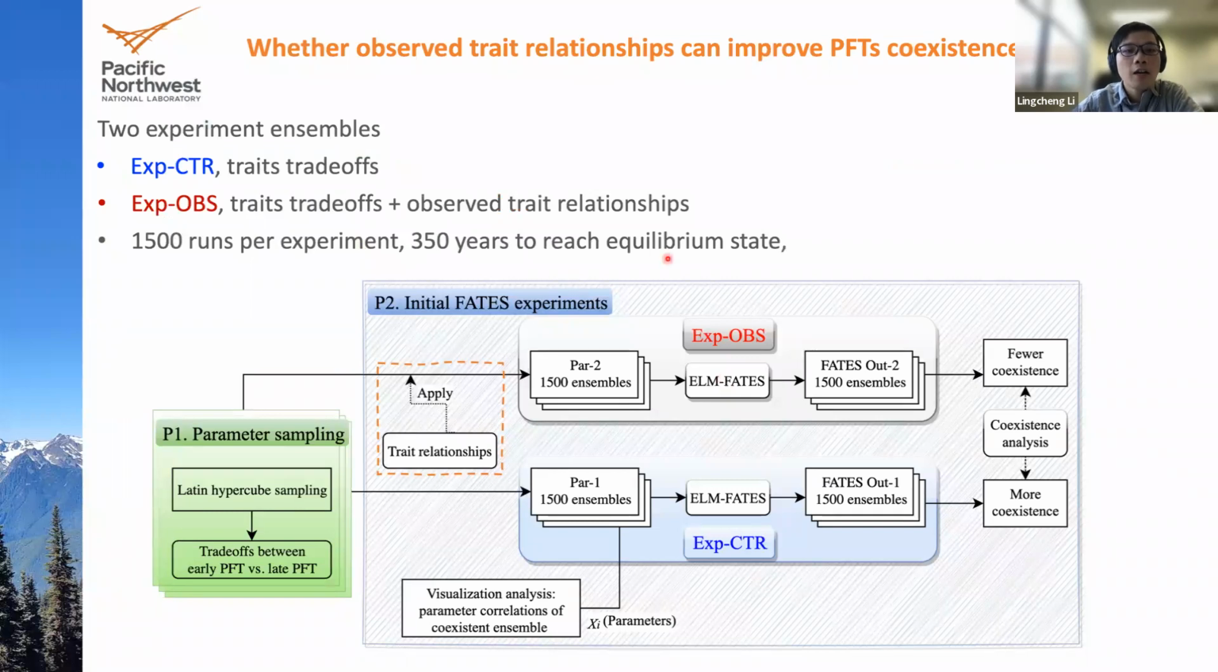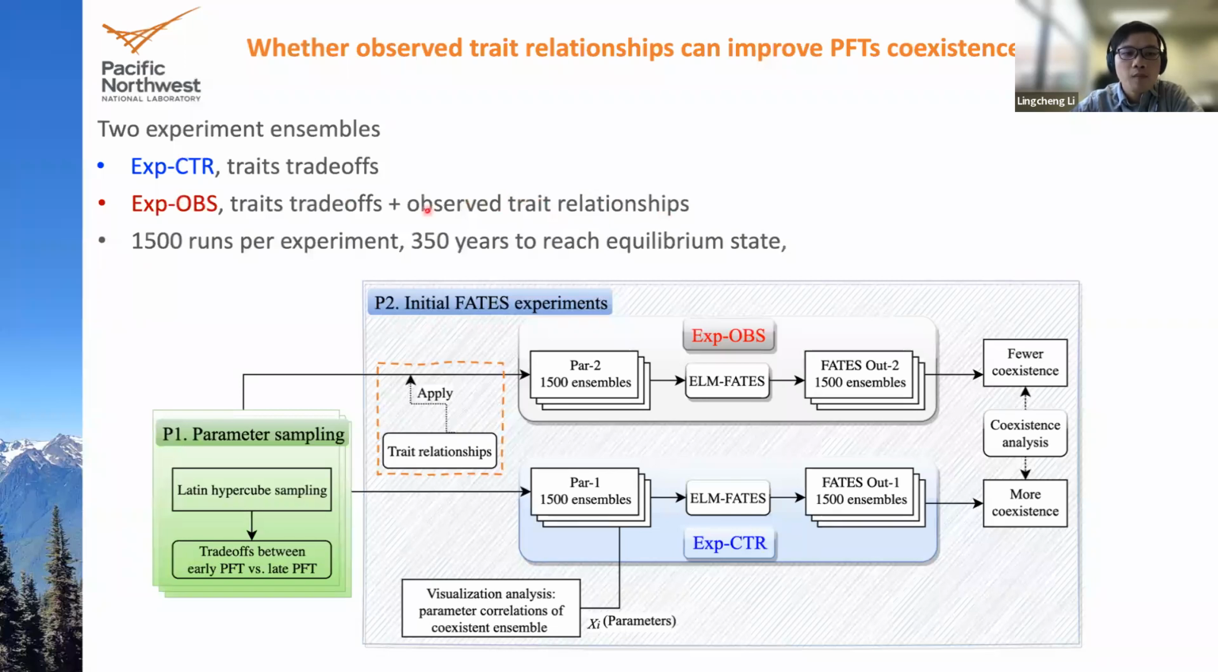So first I will talk about two experiments. The first experiment is the control experiment, so there are no constraints from any observations. It only considers the trade-offs between different PFTs. The second experiment is experiment OBS, which additionally considers the observed trait relationships.